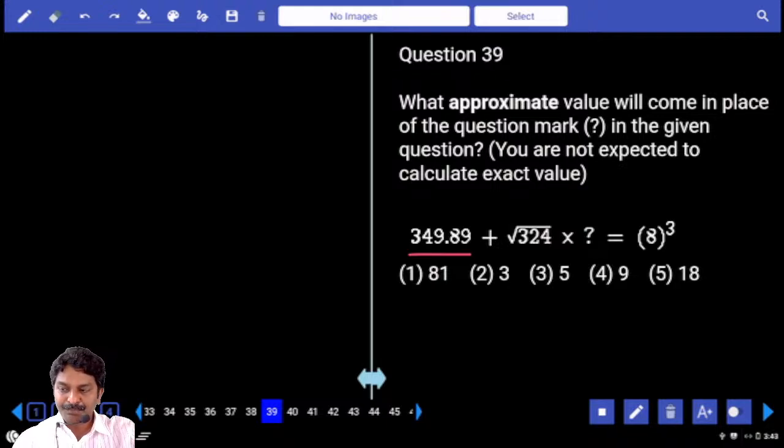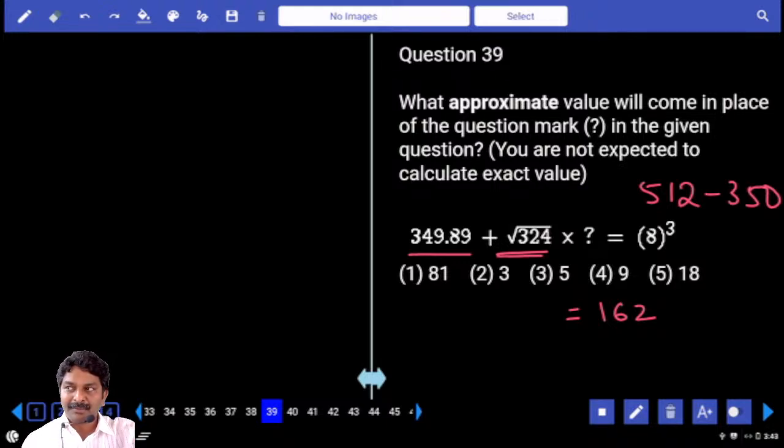350. 8 cube is 512. From this if you subtract 350, that is 162 only. Under root of 324, how much is that? 18. Goes to the other side. Then x is equal to 9.